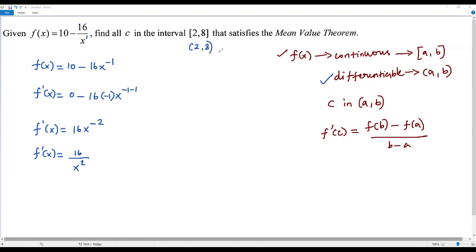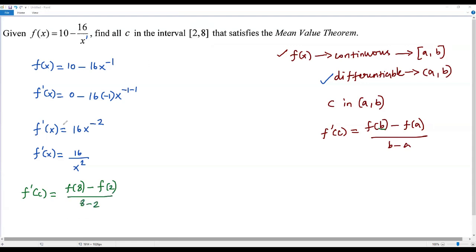Using this formula, f prime of c is equal to f of b minus f of a over b minus a. Let me write it over here. f prime of c equals f of b. So b is the right hand point of the given interval, which is 8. So we have to take f of 8 minus f of a, the left hand point, that is 2, over b minus a, that means 8 minus 2.